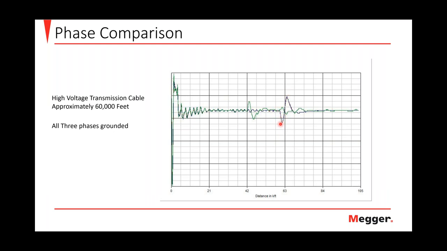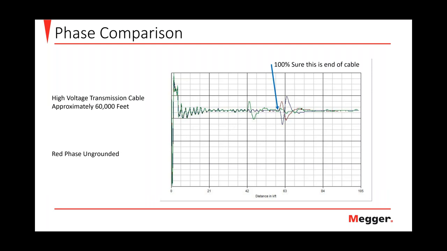So we see that downward deflection from that negative impedance change. And when one is ungrounded and it flips up, we know that we are seeing all the way through to the end of that cable. So we can see that there is a large impedance change on this green phase, indicating that there is an open.